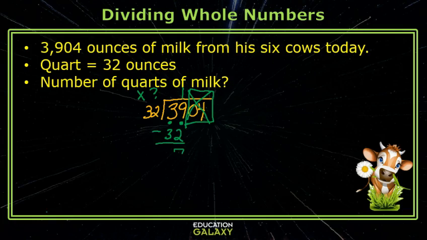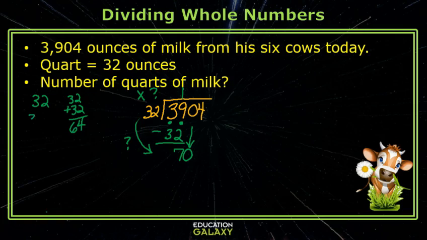We're going to subtract and bring down the next digit. Next, we need to ask ourselves, well, how many times will 32 go into 70? I'm not sure, so I'm going to make a list of my multiples of 32. So 32 plus 32 is 64. If I add another 32, that is 96. So this is 32 times 1, 32 times 2, and 32 times 3.